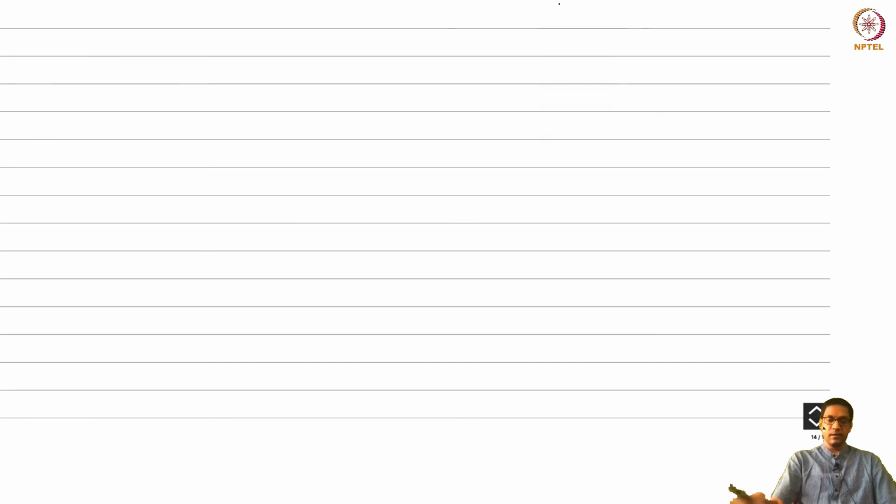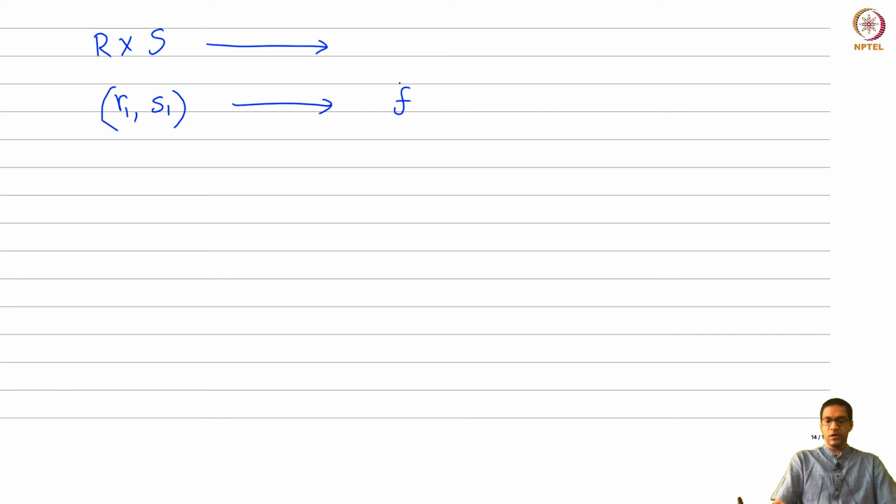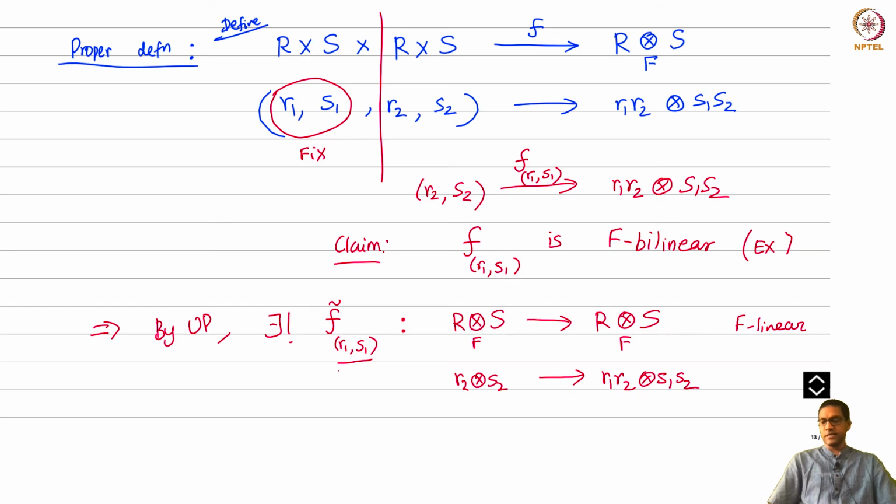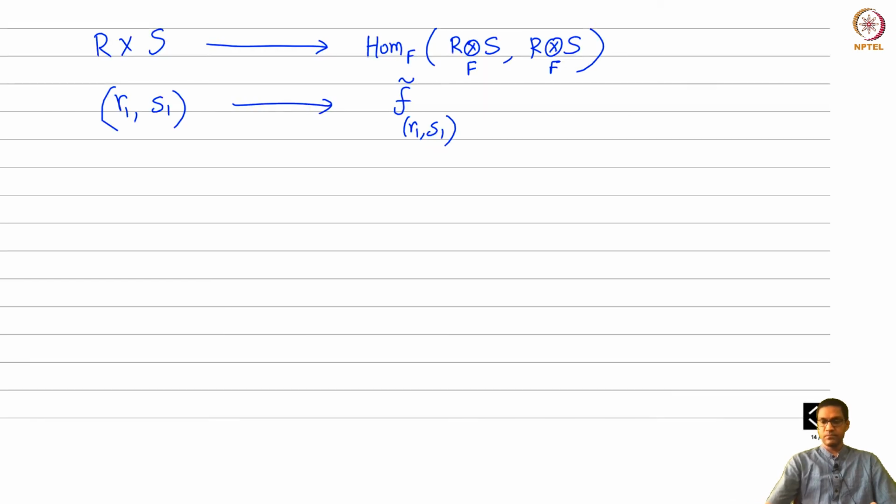So we now try and remove that dependence as follows. Look at the following. From R cross S, for each pair R1, S1, I have now defined a map called F tilde R1 S1. Now where does F tilde belong? Well, F tilde was a linear map, so it's in the space of all F linear homomorphisms from R tensor S to itself. If you go back and see, that's exactly what it does. It's a map from R tensor S to R tensor S, and it's an F linear map. So F tilde R1 S1 belongs to the space of homomorphisms.